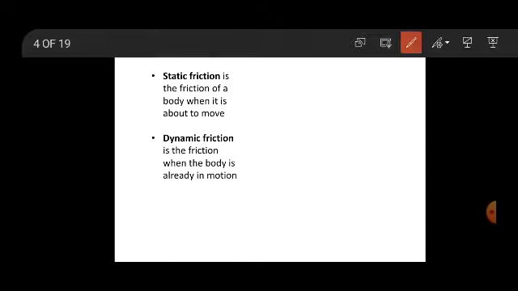Maybe I should write that this is frictional force. Static Fs is always greater than the dynamic friction, or Fk. Remember, dynamic friction is also called kinetic friction.